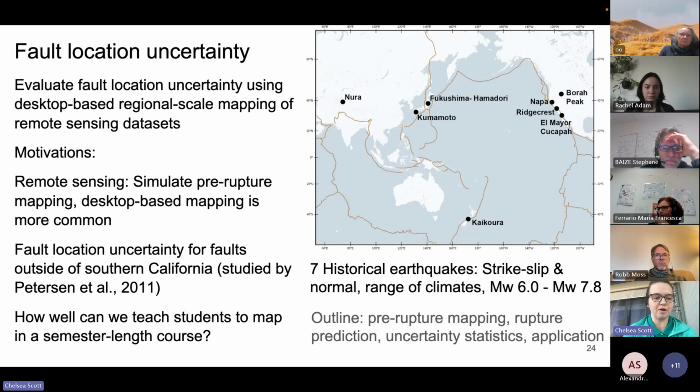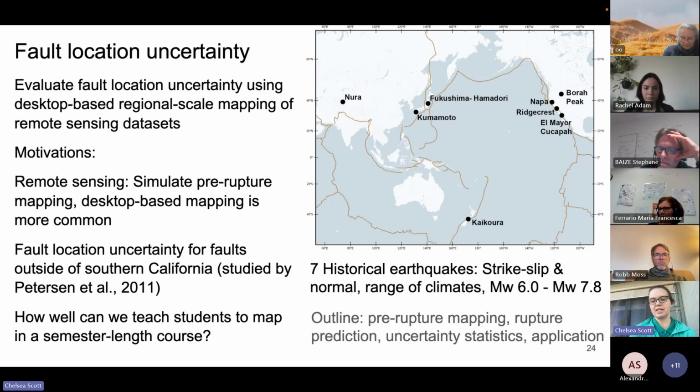A study had been done about a decade earlier by Peterson and colleagues looking at fault location uncertainty in the arid landscape of Southern California along largely strike-slip faults. And so we were also interested in understanding the uncertainty in fault location for broader types of faults in different climates. And finally, we were interested in understanding how well we can teach students to map faults in a semester-length course.